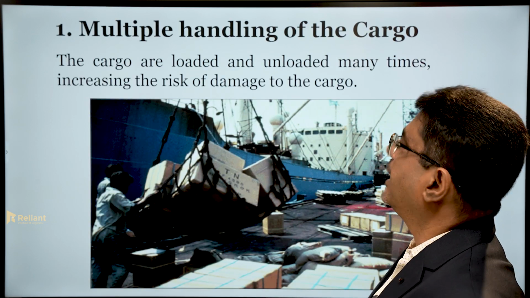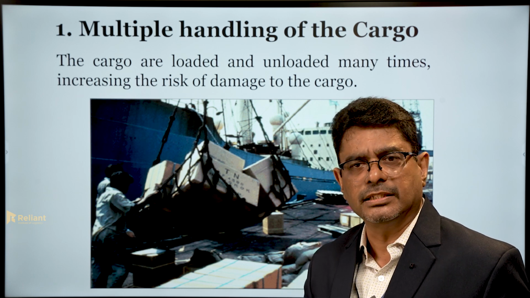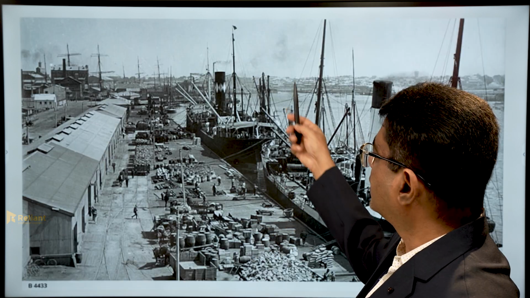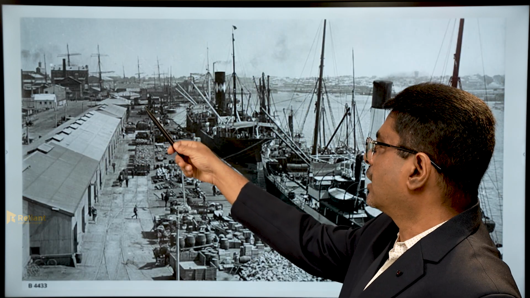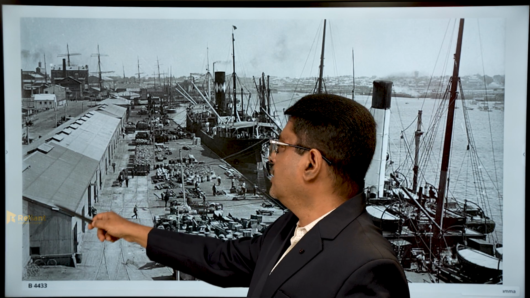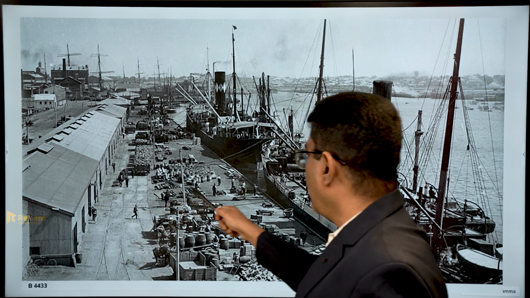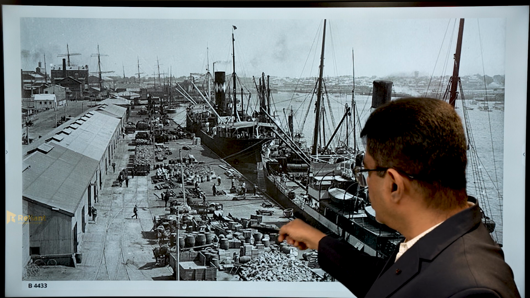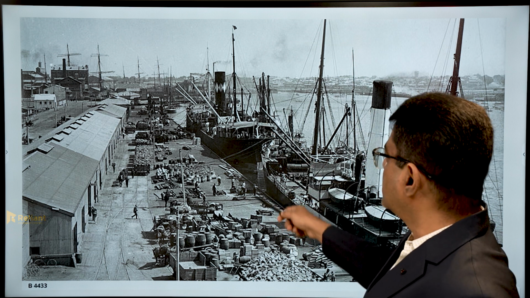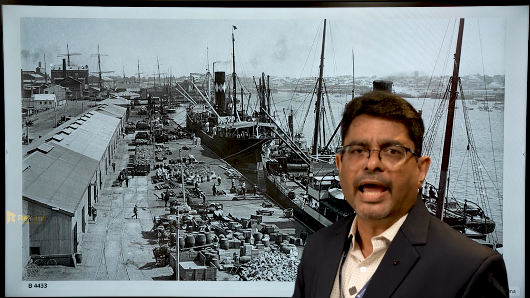Okay. Multiple handling of cargo. In a break bulk ship, cargo is handled multiple times. That means the cargo that comes from a factory comes to the port, it is unloaded at the transit shed, and when the ship comes, it is moved from the transit shed and brought alongside the ship, unloaded there, and with the use of ship's cranes or derricks, it's loaded onto the ship and placed inside the ship. So there are multiple handling of cargo.